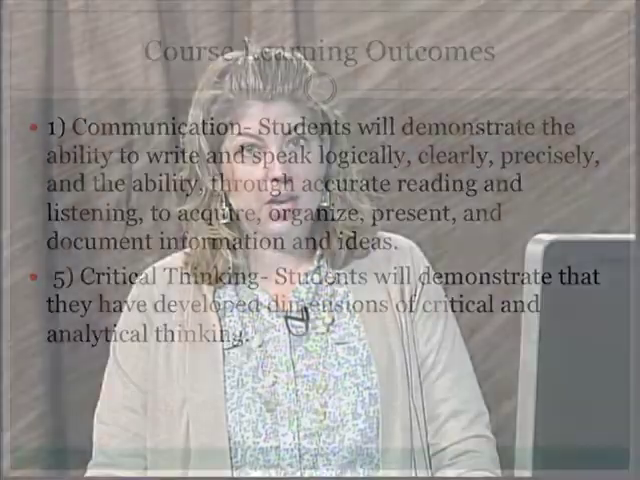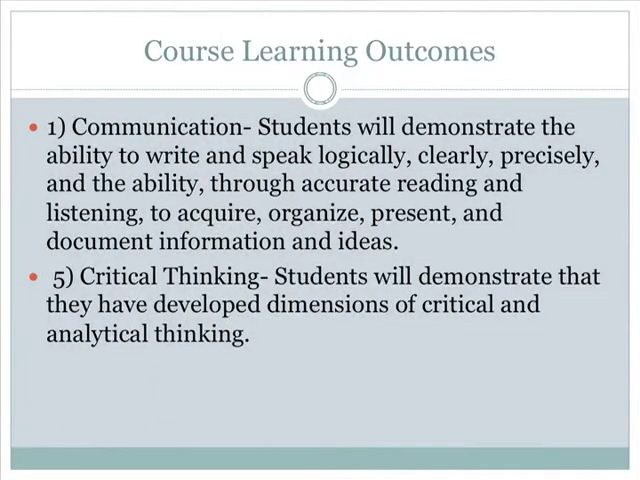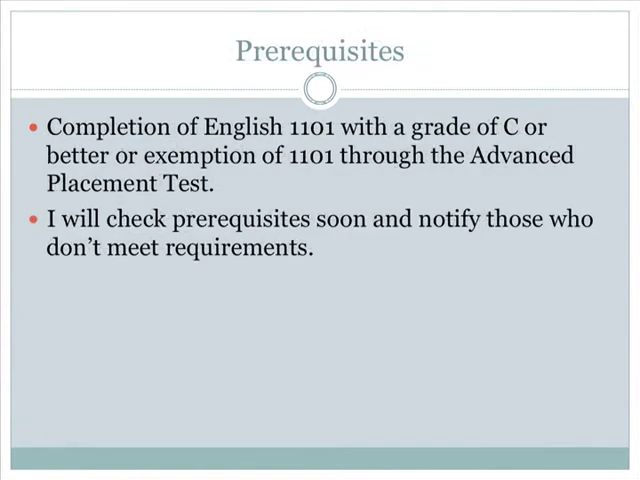But the big project in English 1102 is the research paper, and I'll talk to you about that in just a little bit. English 1102 does satisfy two student learning outcomes, communication and critical thinking, and I'll let you read more about that on your syllabus when you read it. Again, prerequisites. This is very important that you have at least made a C in English 1101 or exempted 1101 through advanced placement. And one of my responsibilities is to check prerequisites for all the students. So if I find something that doesn't look right, and if you have not met these requirements, I will be sending you an email. And I'll try to do that pretty soon so that you can get into another course.